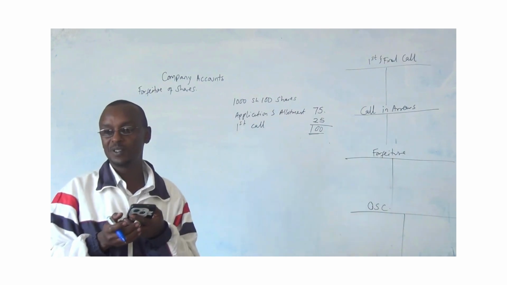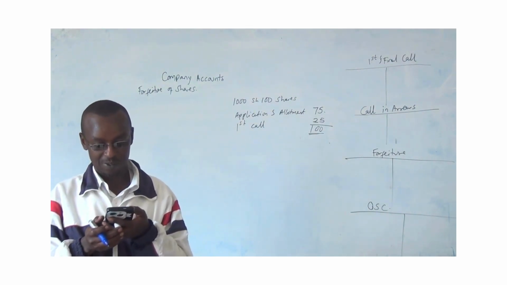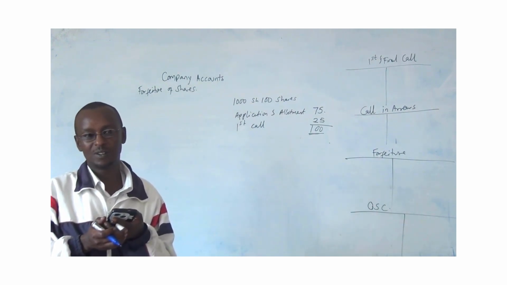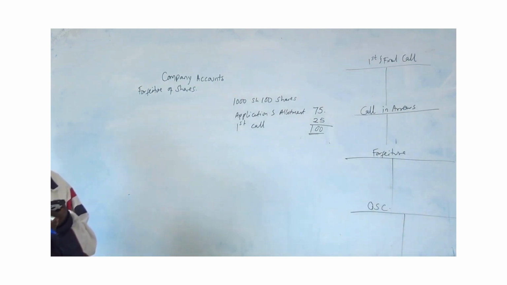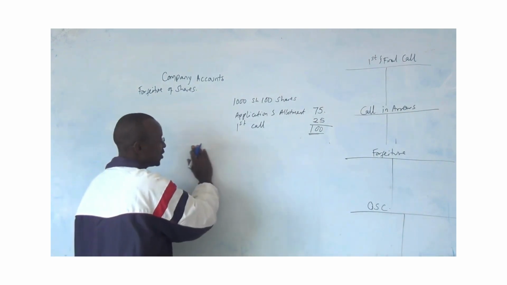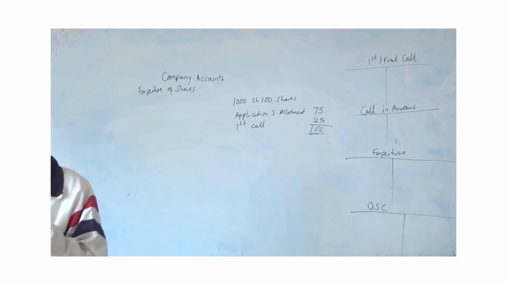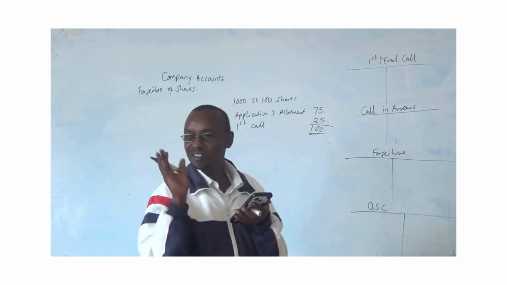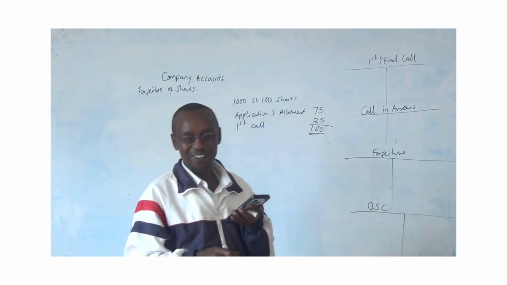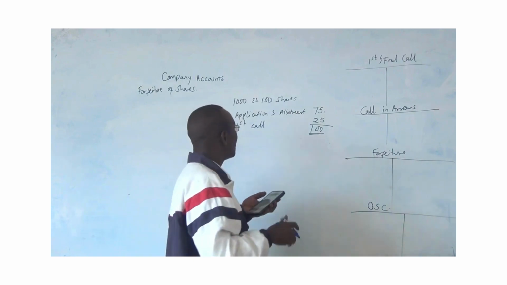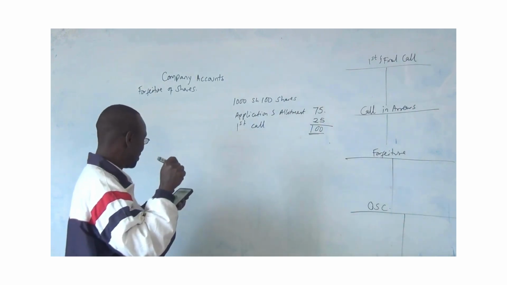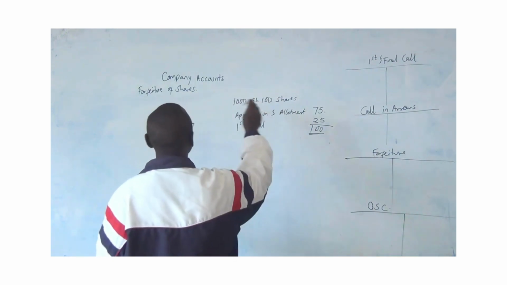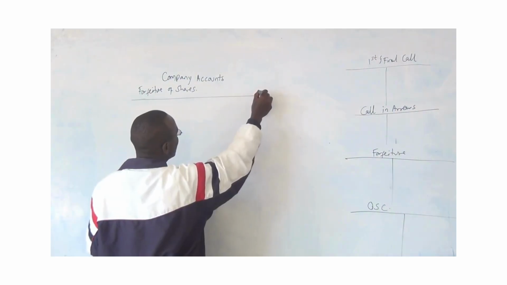So how much was not paid? 25 times how many shares? So that one gives you what? That is now the amount. Remember, we are using the money measurement concept. Everything that can be quantified is measured in monetary terms. So the amount that was not paid, it was how much? 2,500.